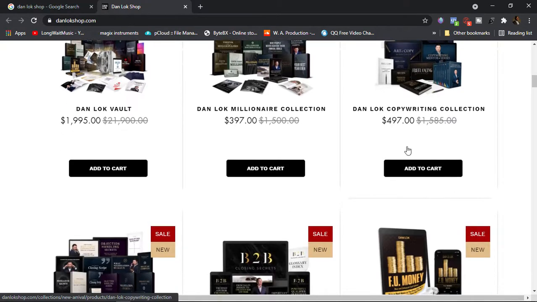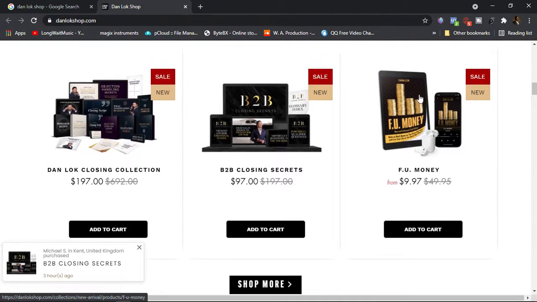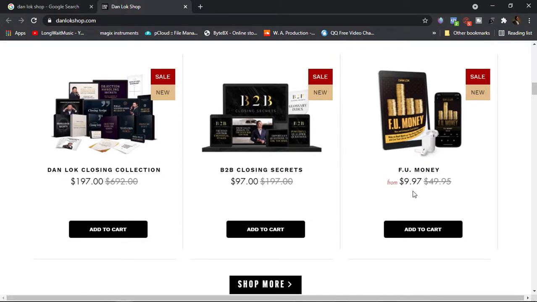All right, so now copywriting collection 497, 197, 97. Fuck You Money. That's cheap. In fact, this is entry price. This is how I got to know Dan Lok. At the time, he was giving this book away for free, and also the audiobook. At that time, I was like, wow, who's this guy?